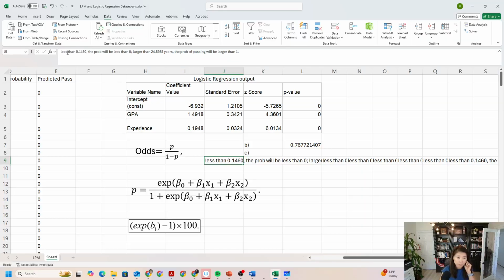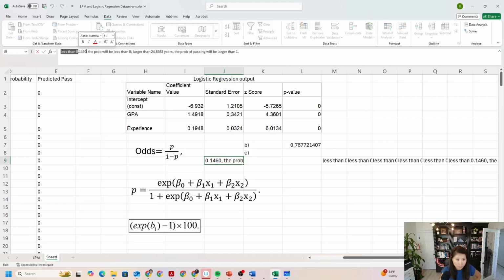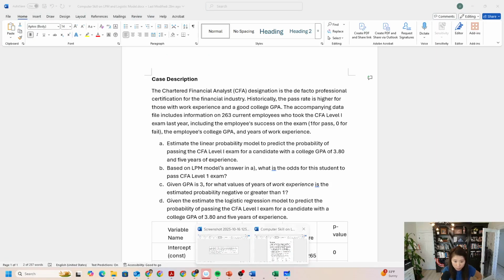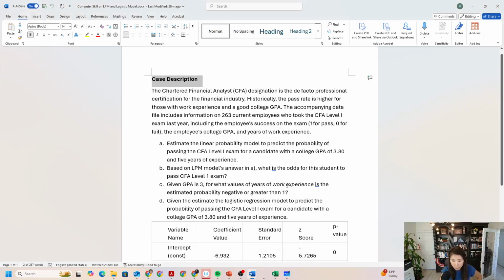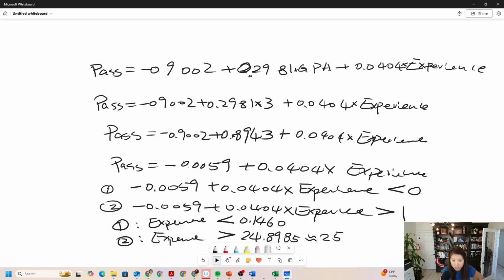So basically, if the year experience is less than 0.146 years, the probability of passing will be less than 0. If the year experience is larger than 24.8985 years, the probability of passing the CFA level 1 will be greater than 1. So that will help us address question C, what value of years of work experience makes the estimated probability negative or greater than 1. It's literally just solving the inequality to figure out the value of the experience. And hopefully this will help you on your homework assignment.